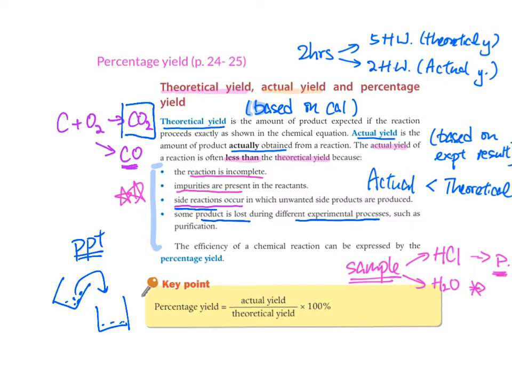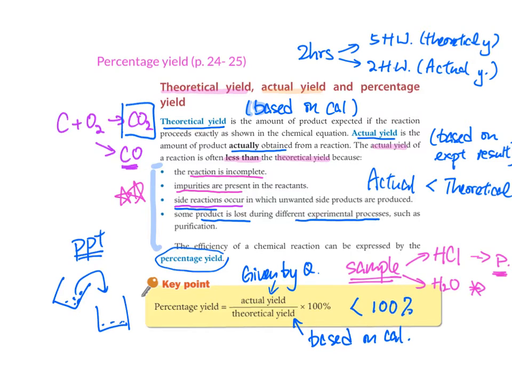We use one calculation to show the efficiency of the chemical reaction. That is called percentage yield. Percentage yield is pretty easy. You just use the actual yield, normally given by the question, because you're not doing the experiments. So normally the questions will give you the actual yield, and the theoretical yield will be based on calculation. Normally the actual yield is smaller than the theoretical yield, so you'll find that the percentage yield will normally be less than 100%.